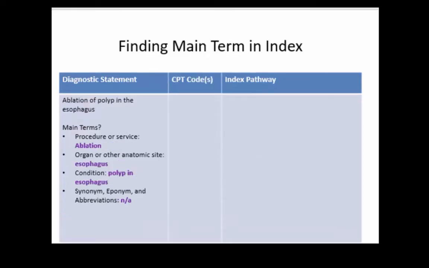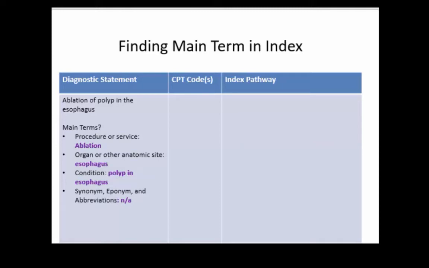Let's try another one. Ablation of a polyp in the esophagus. What's our main term? Ablation. If you don't know the meaning of a term, go to your Google search engine, type in ablation followed by a colon, and that will take you to some definitions, and you can read what that means, or if you have a medical dictionary, you can look it up there. But ablation is destruction.